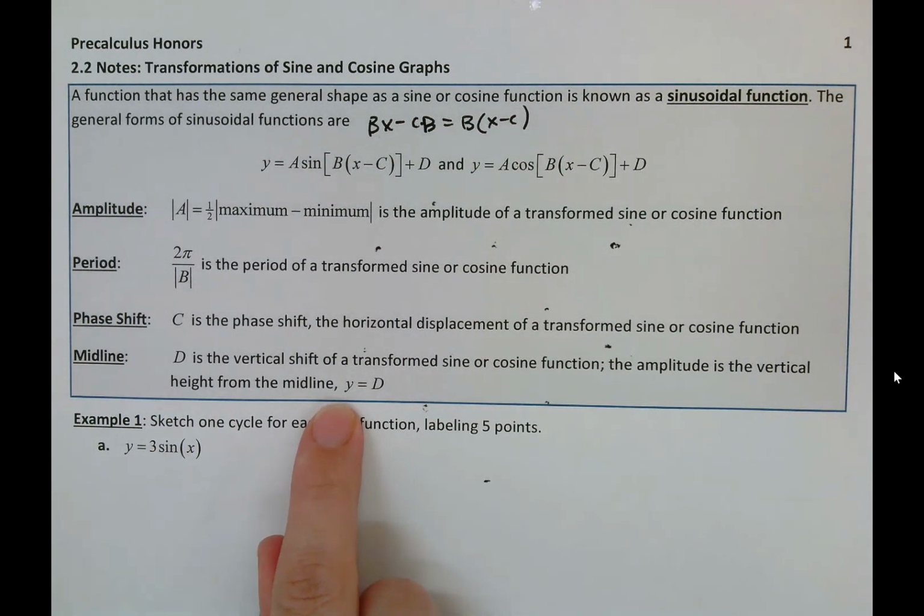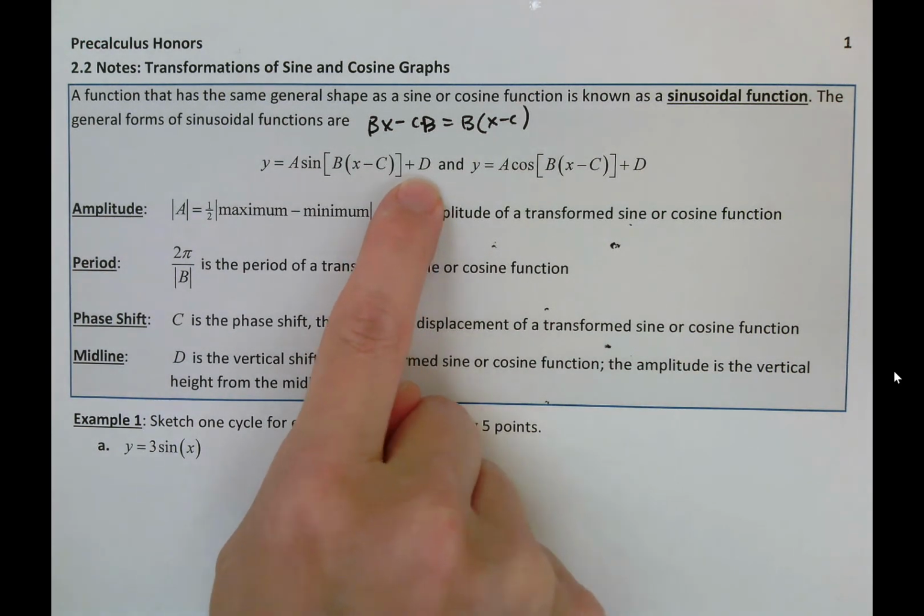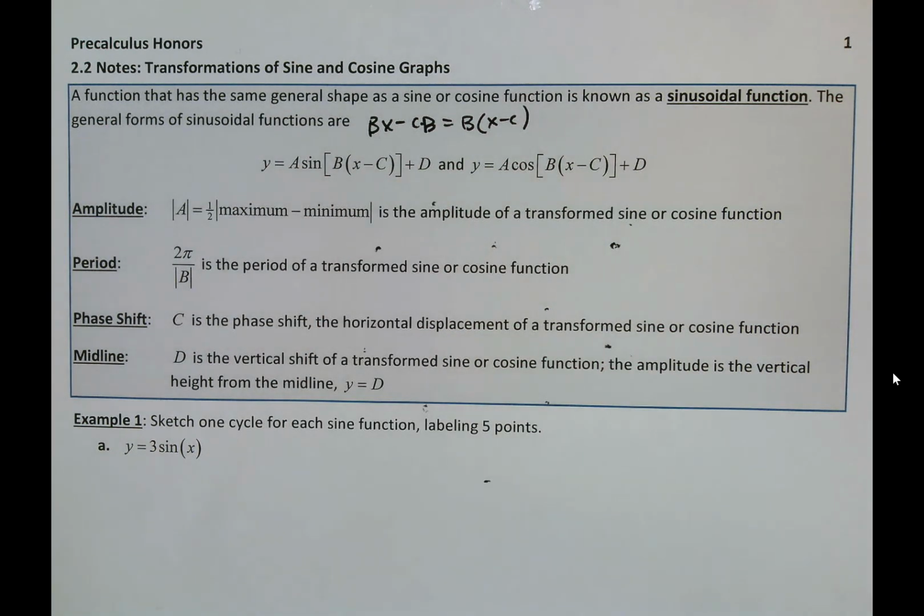Now, since we call it a midline, think about it as an equation. So the horizontal equation of a line is y equals that number. So we're going to call that y equals whatever d is, and that's our vertical transformation. So that's a summary of all the transformations for sinusoidal functions, and in the next video we're going to start sketching basic transformation graphs.